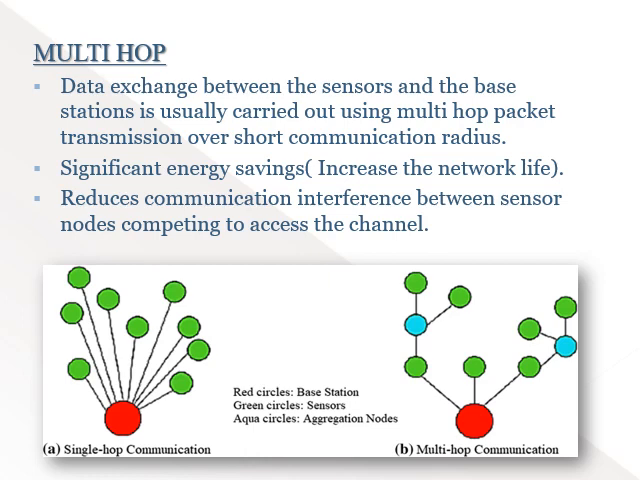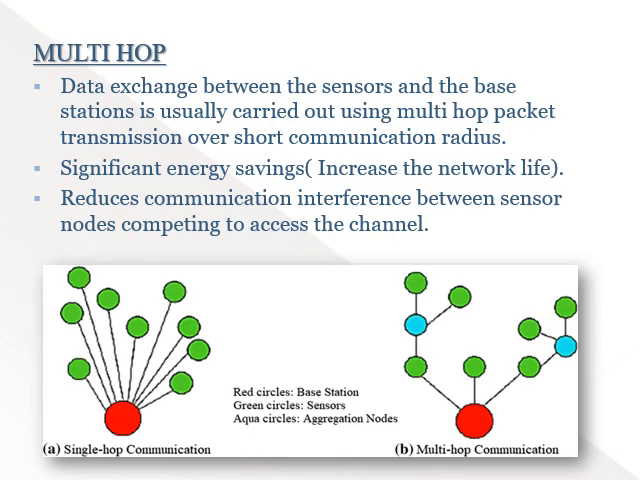Now, let us look at this figure to understand these techniques more precisely. Here, the red circle depicts the base station or the sink station or the destination station where the information is intended to reach, while the green circles are the sensor nodes or the source station which consists of the information, and the aqua circles are the aggregation nodes or the intermediate nodes. You can clearly see that in single hop communication there are no aqua circles and communication is clearly carried out between the source station and the sink station.